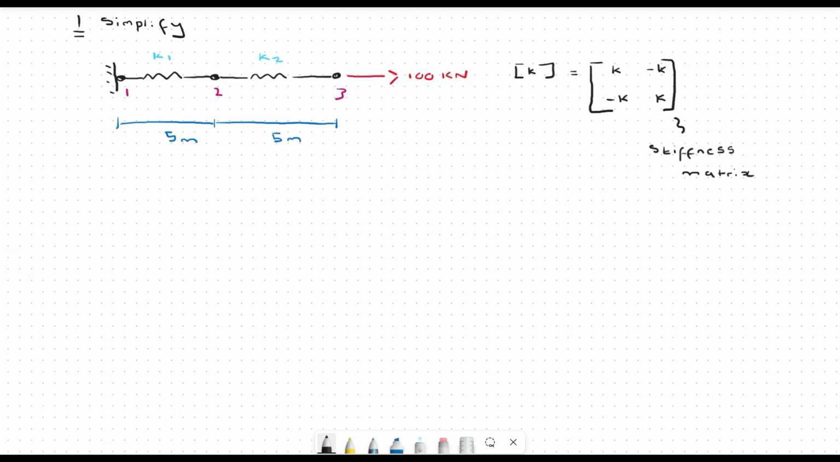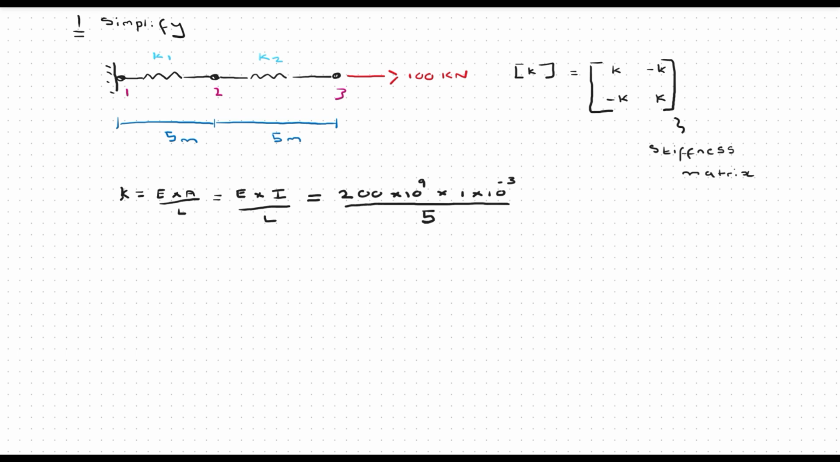Now we must calculate the stiffness constants which will be inputted into the stiffness matrix of the bar element. K equals Young's modulus times cross-sectional area divided by length. There is also an alternative equation which is Young's modulus times second moment of area divided by length cubed. We'll be using the first equation for this example. So let's now plug our values in. E equals 200 times 10 to the 9, A equals 1 times 10 to the minus 3, and L equals 5 meters in length. And the value is 40 times 10 to the 6 newtons per meter.